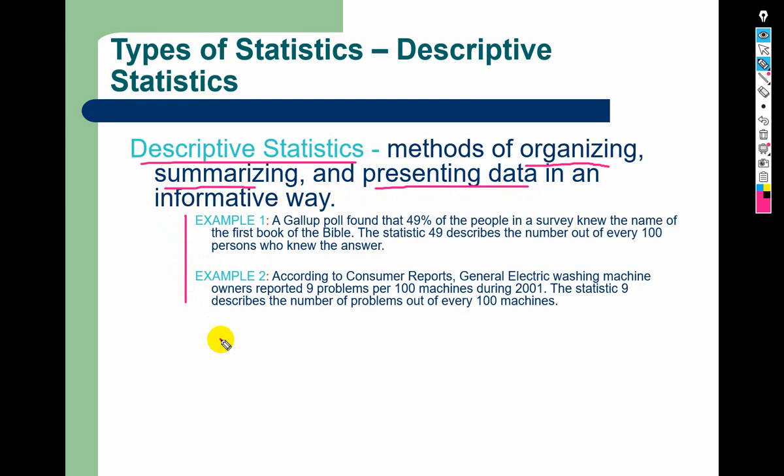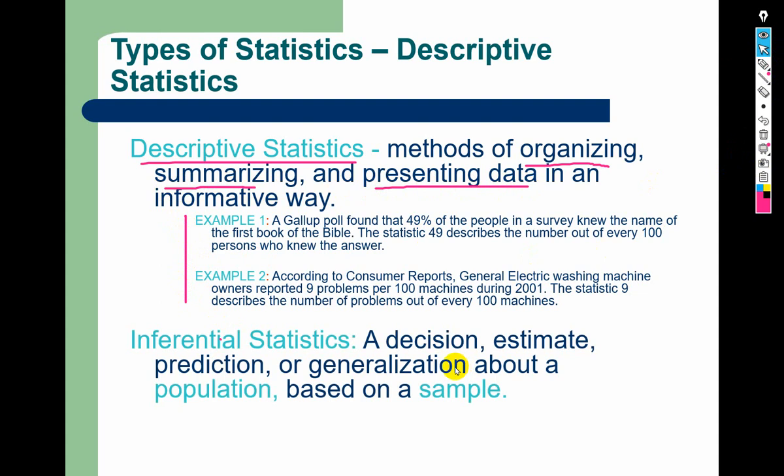But you can add for that the inferential statistics. Inferential statistics means you need to generalize the conclusions that you have from samples to the population. And I will return back to that point, what I mean by the population and what I mean by the sample. Okay, so a decision, estimate, prediction, or generalization about a population based on a sample.